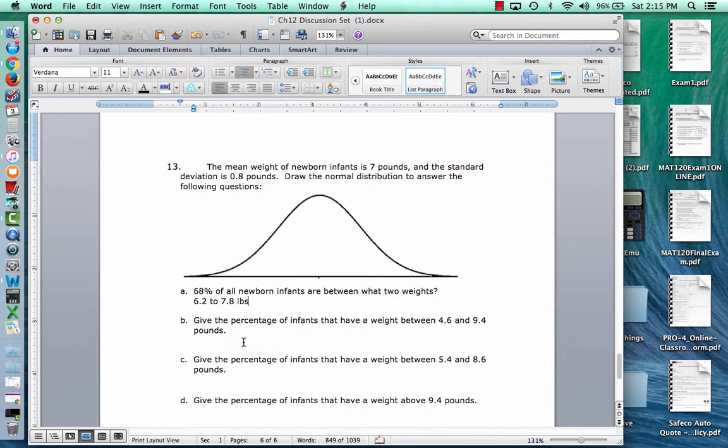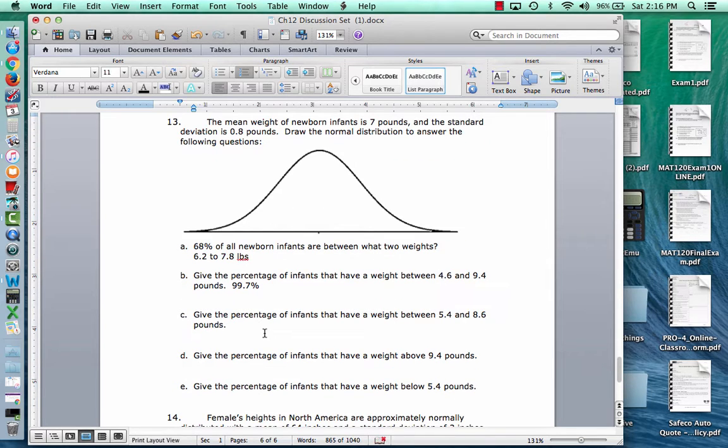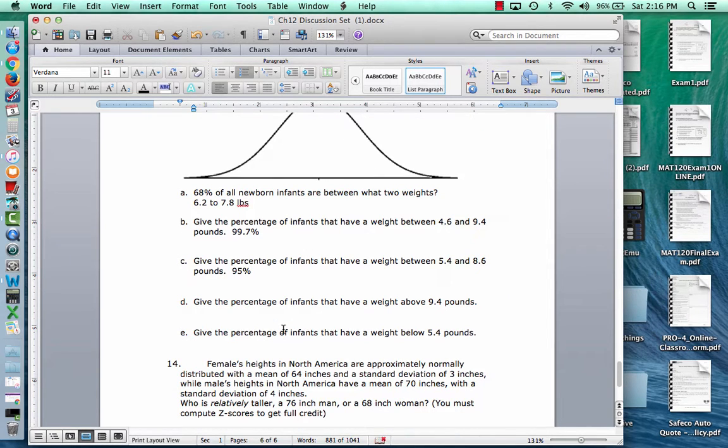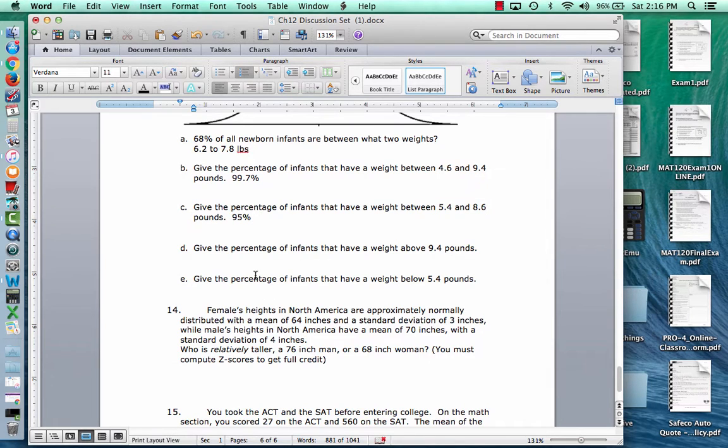It says give the percentage of infants that have a weight between 4.6 and 9.4 pounds. Well, 4.6 and 9.4 are 3 standard deviations below and above. So this is going to be the 99.7%, which is within 3 standard deviations below to 3 above. The next one, 5.4 and 8.6, are 2 standard deviations below and above. So that's going to be 95% based on the 68, 95, 99.7 rule.